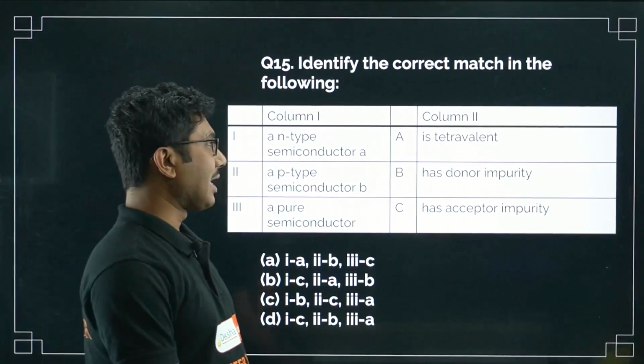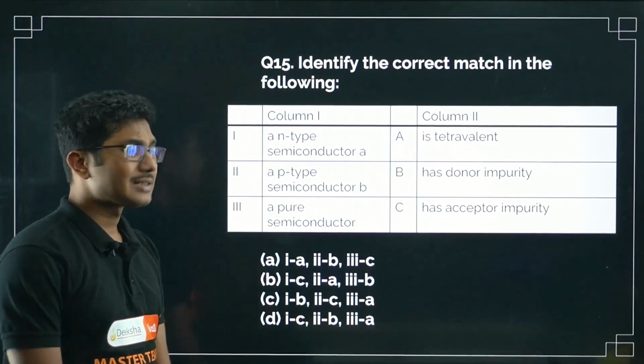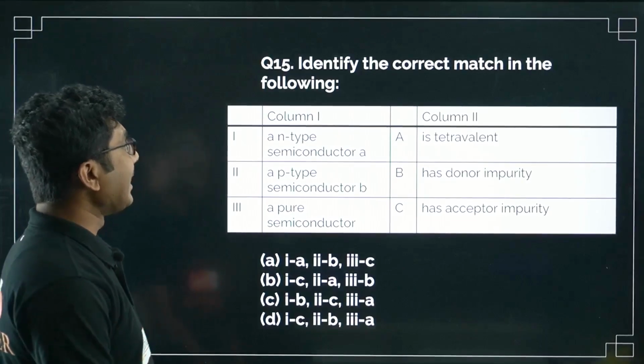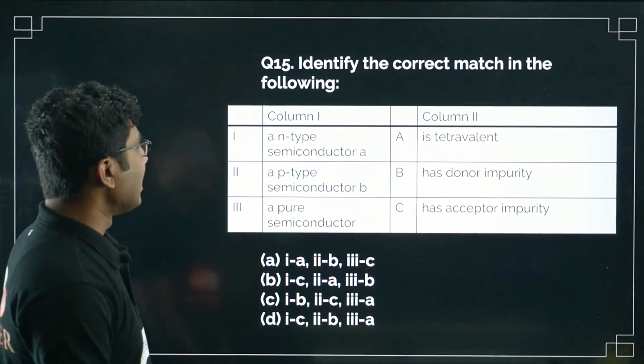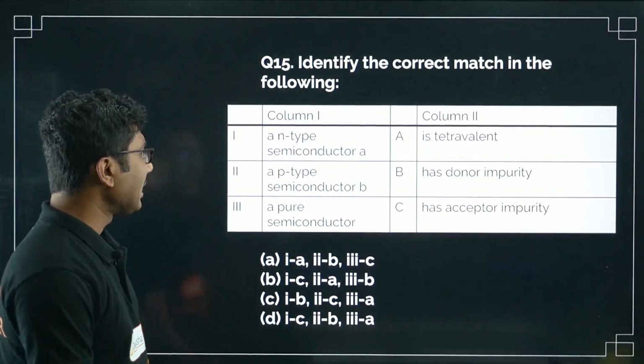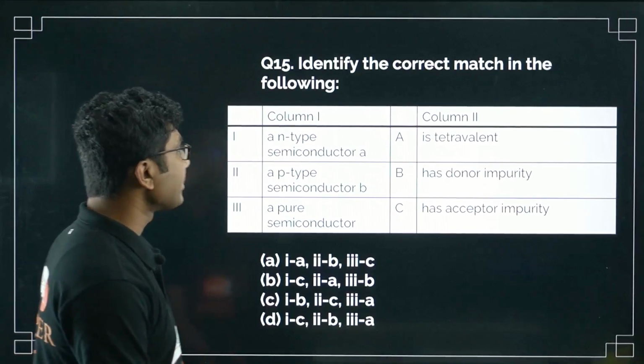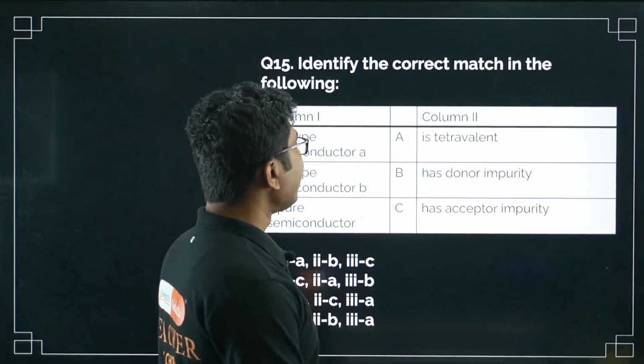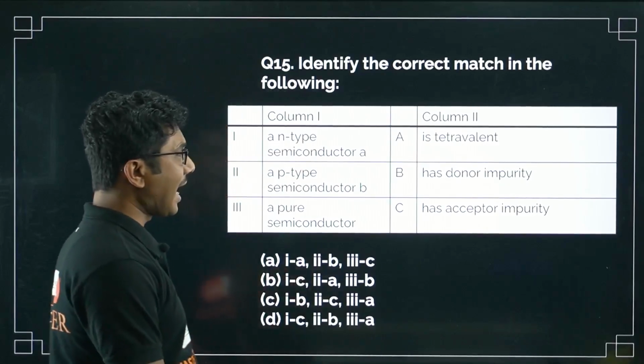Another new kind of table question. Table questions we have discussed, but not particularly this one. Identify the correct match in the following. An n-type semiconductor, a p-type semiconductor, a pure semiconductor. These are the three options in column 1. In column 2: tetravalent, has donor impurity, has acceptor impurity.